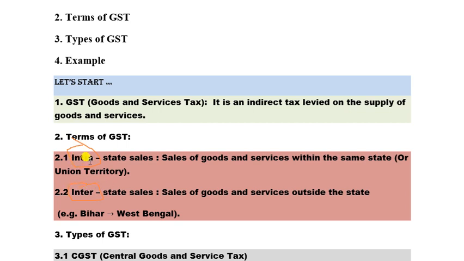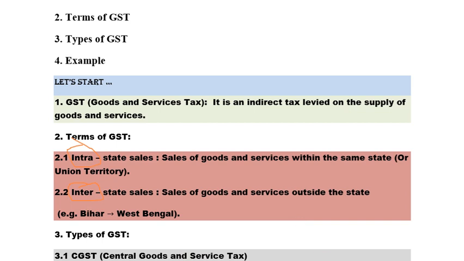Remember that intra-state sales tax applies when we sell any goods or services within the same state, then we give one tax to our state government and the central government. That tax is known as intra-state sales tax. And when we sell any goods or any service outside of the state, then we give inter-state sales tax. So these two words, intra and inter, are very important. You will get these two words in your question.